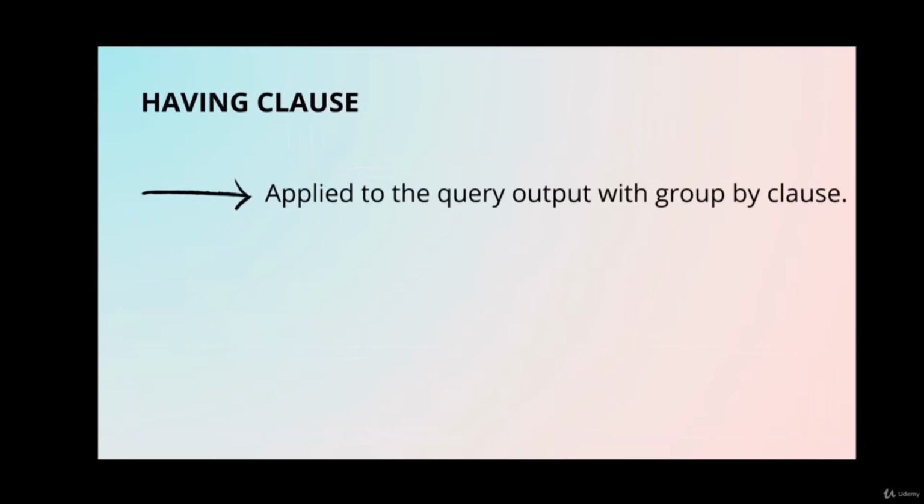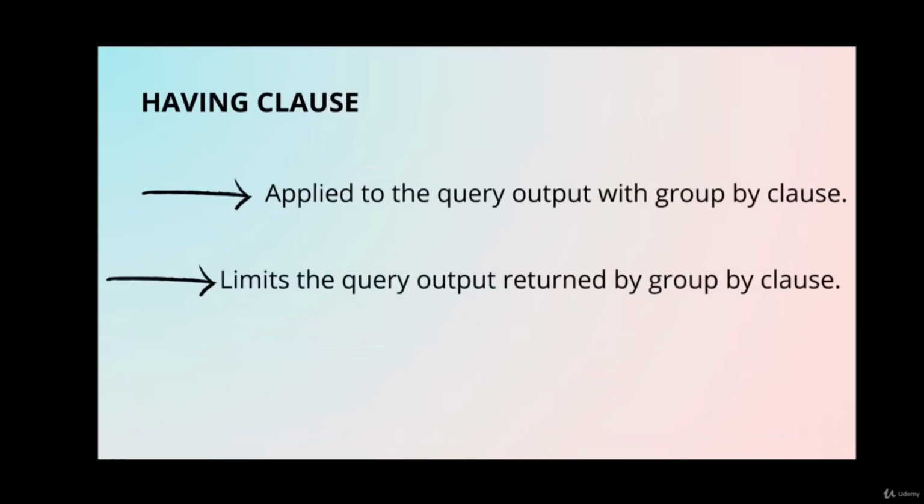Last clause is having clause. So having clause is used after group by clause. It limits the query output returned by the group by clause, and it is somewhat similar to where clause. The syntax for having clause is select column name from table name where condition and then group by column name, and then at the end having condition. It is always used after the group by clause.